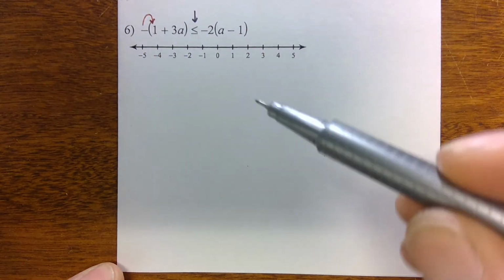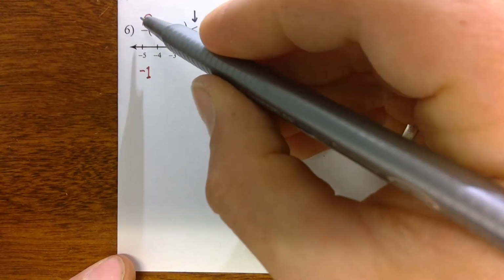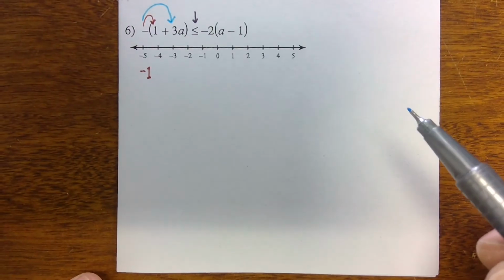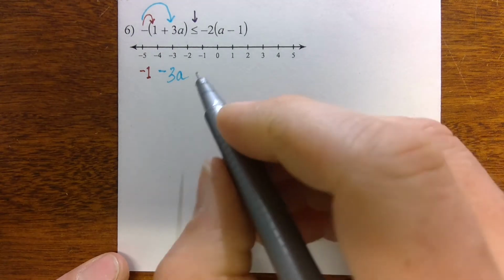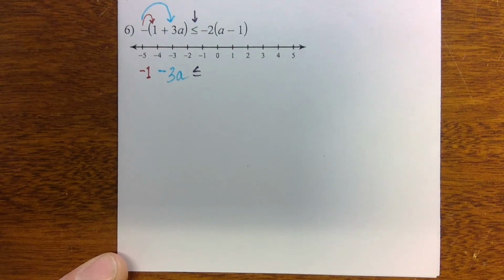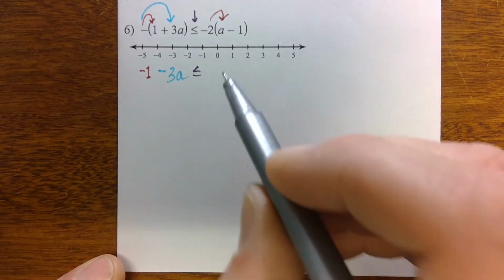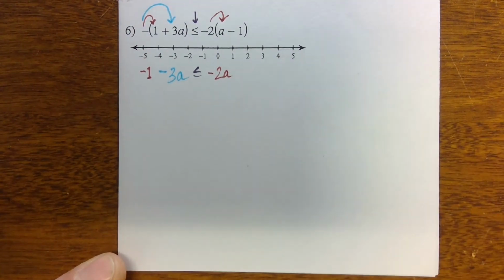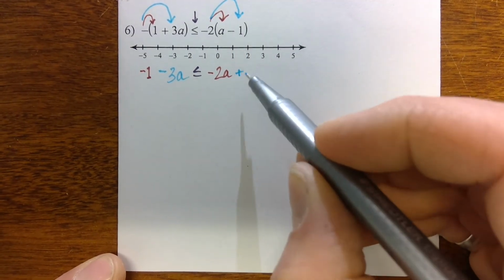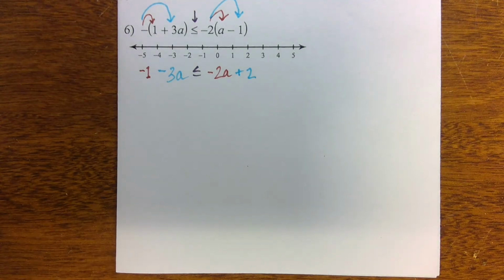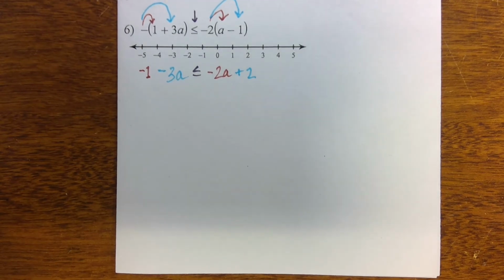Negative 1 times 1 is negative 1. Negative 1 times 3a, of course, is negative 3a, less than or equal to, and now I'm going to distribute this negative 2. Negative 2 times a is negative 2a. And negative 2 times negative 1, of course, is positive 2. I've now finished simplifying both the left and the right side independently.